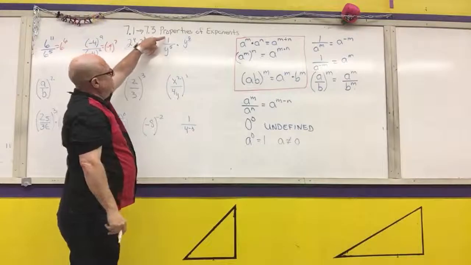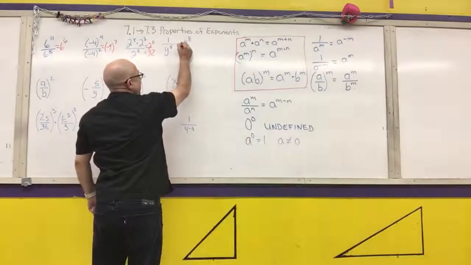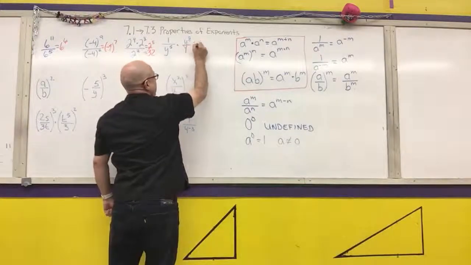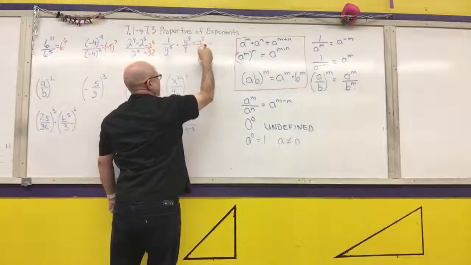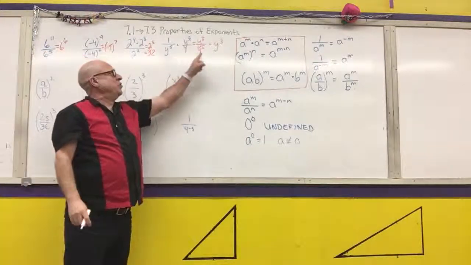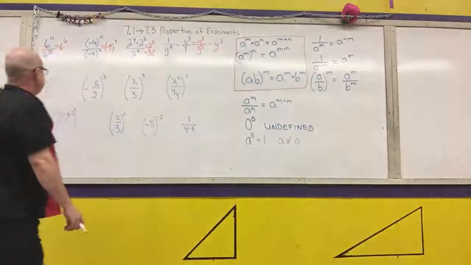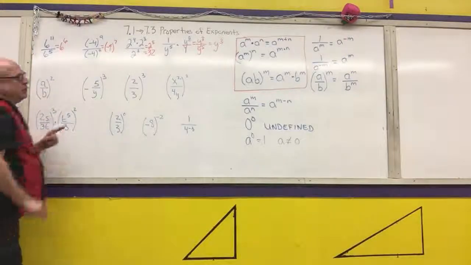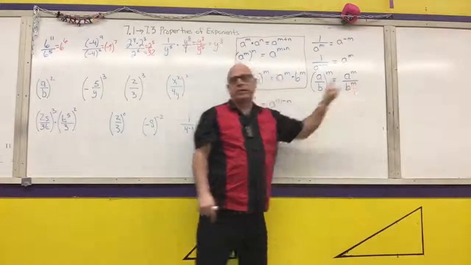For the next one, I have 1 over y to the 5th times y to the 8th. Remember, y to the 8th can be the same thing as y to the 8th over 1. Multiplying fractions, that gives me y to the 8th over y to the 5th. And 8 minus 5 is 3. Both of these intermediate steps are not required. Neither of them are required. Next one is a over b squared. That's directly from this property. I'm going to end up with a squared over b squared.